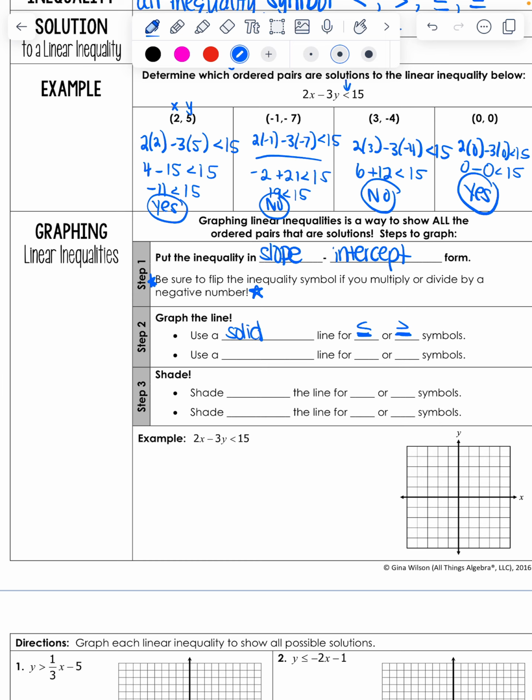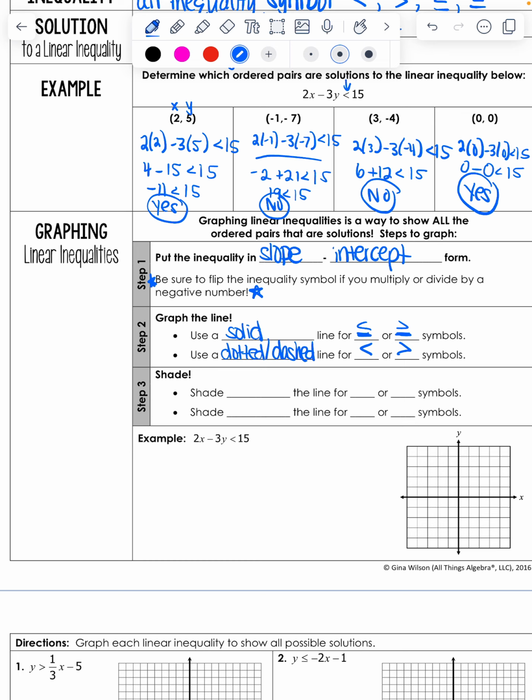Because if we're trying to find solutions that are less than or equal to the line, that means that all of the points on the line are solutions as well. But we use something called either a dotted, you'll hear me say either dotted or dashed line anytime the symbol is less than or greater than, which means that none of the points on the line are solutions because we're trying to figure out where the solutions are greater than the line, which means none of the points actually on the line are going to satisfy the inequality.